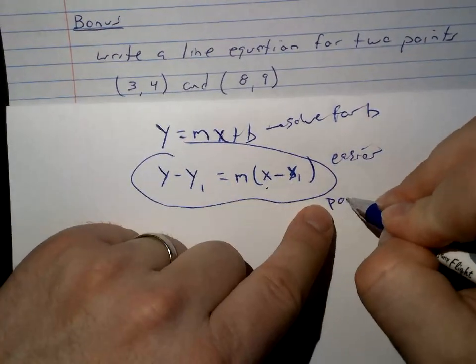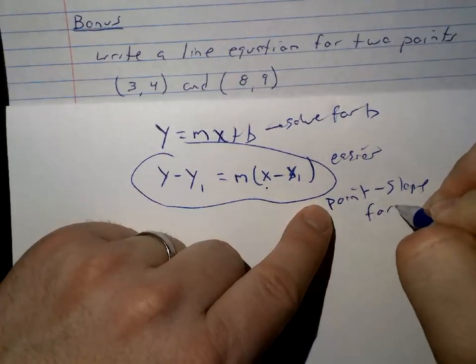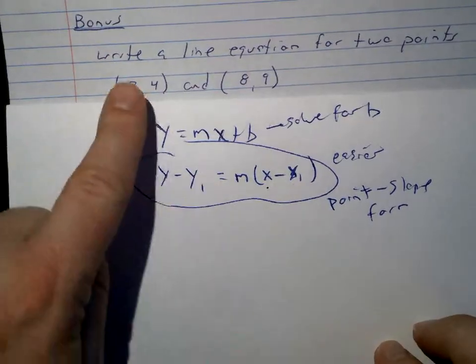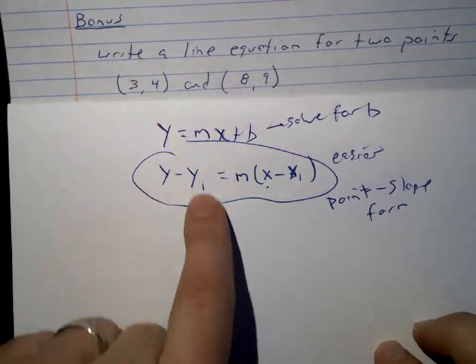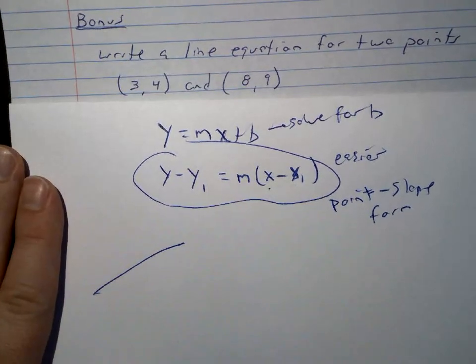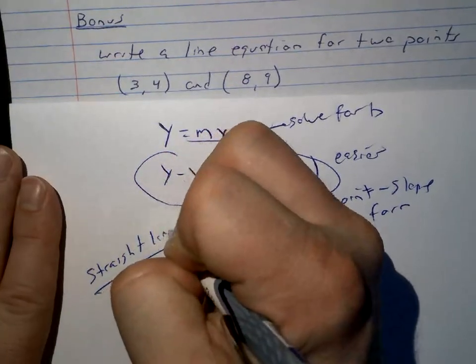This is called point slope form. We're going to use point slope form for this because we're trying to write a line. This is a line, right? A line is just that, a straight line. So we want to make sure that these are straight.